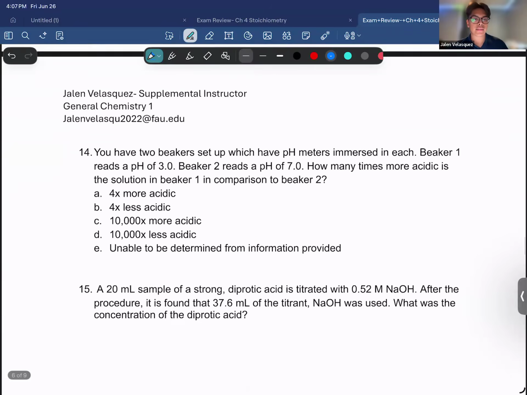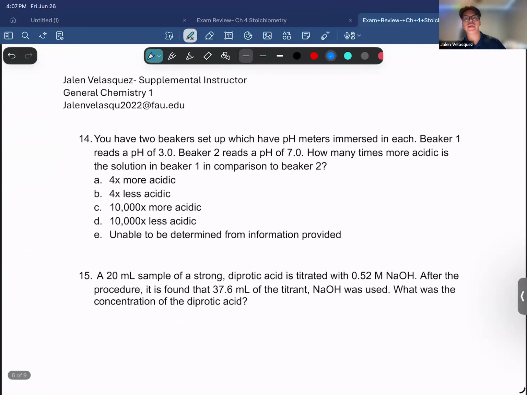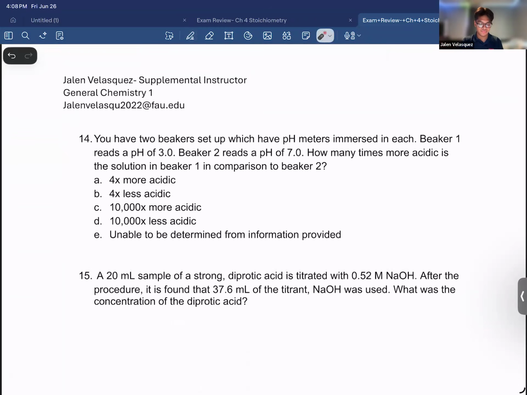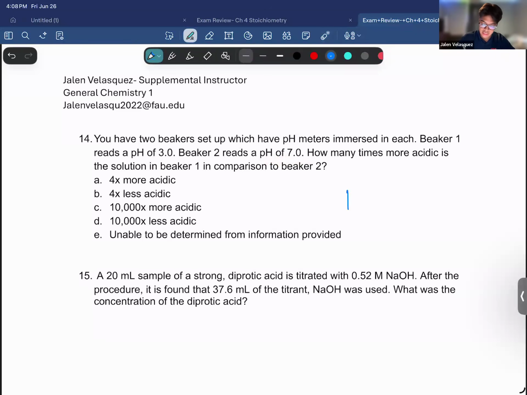15 here, this says you have two beakers set up, which have pH meters immersed in each of them. Beaker 1 reads pH of 3, Beaker 2 reads a pH of 7. How many times more acidic is the solution in Beaker 1 in comparison to Beaker 2? So there's a difference of 4, right, in between them, pH of 3, pH of 7, but remember it's a logarithmic scale, so it's 10 to the 4. So C is our correct answer, that Beaker 1 is 10,000 times more acidic than Beaker 2.